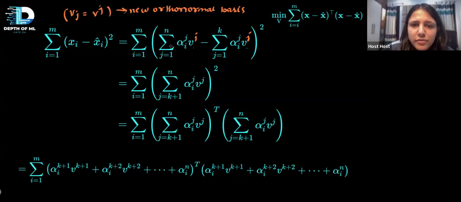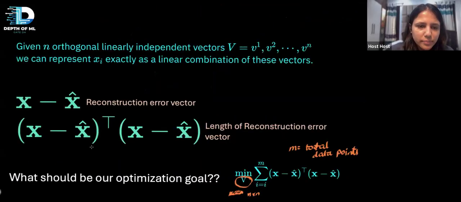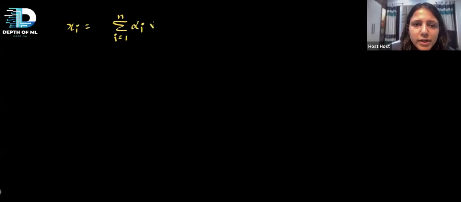So let me start here. How many features do we have? We originally have n features. There's another thing I should say before I jump into this. The original data point Xi is nothing but the summation, i goes from 1 to n, which is the total number of features, of alpha i into Vi.